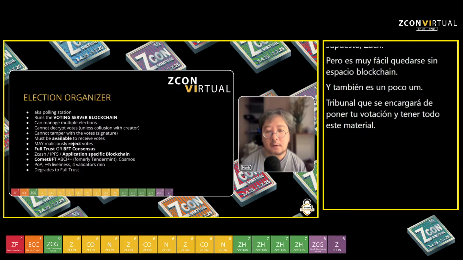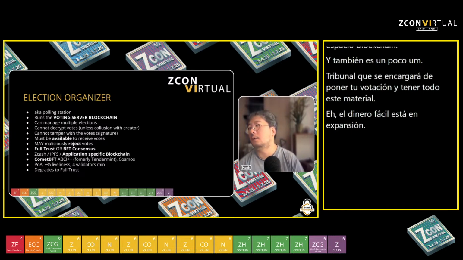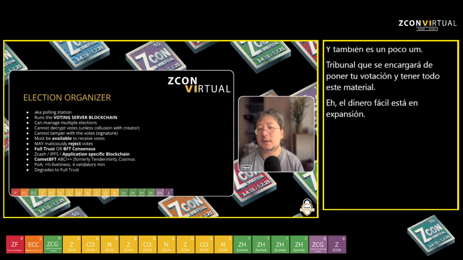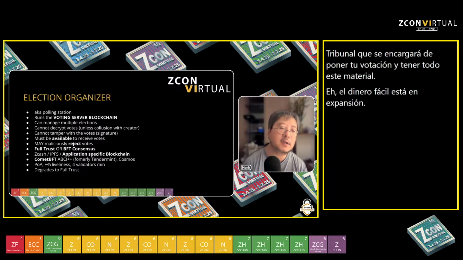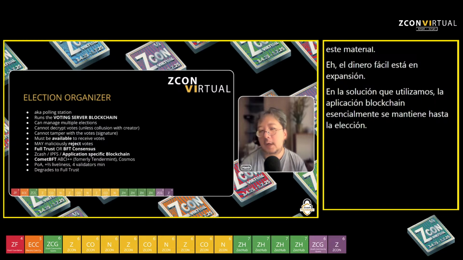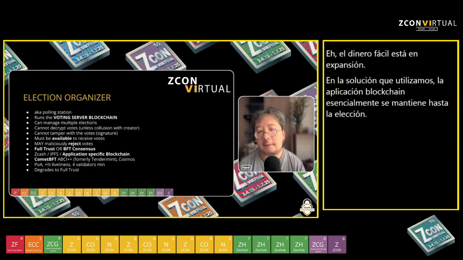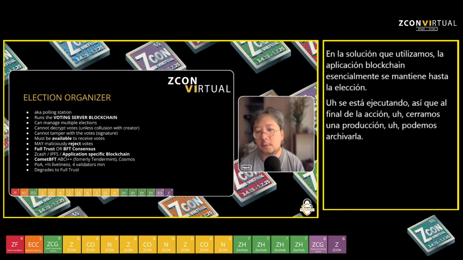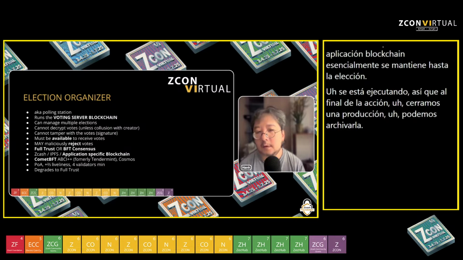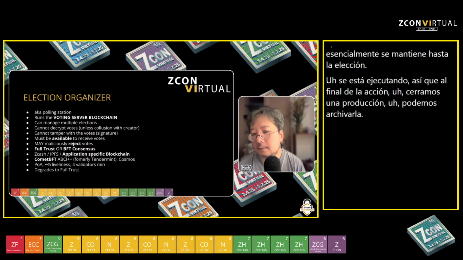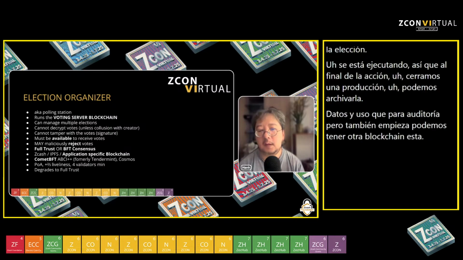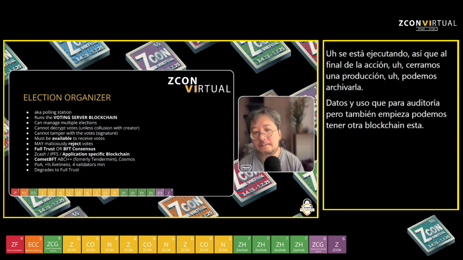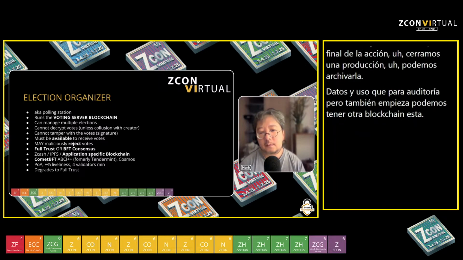Right? In the solution we use, the application blockchain essentially lives as long as the election is running. So at the end of the election, we close the blockchain. We can archive the data and use that for audit. But once a new election begins, we can have another blockchain. There's essentially zero cost to creating a blockchain with this mechanism. All right, so that's the reason why we have that.